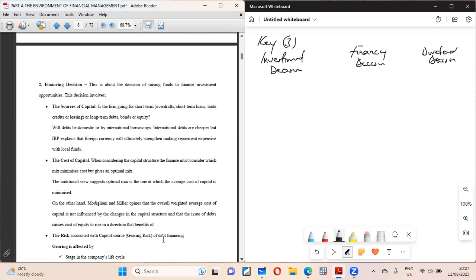Then we talk about financing decision. Financing decision is just about 3 things: the source of the capital, the cost of the capital, then the risk associated with the capital. So you are going to source the money. You find the investment. Okay, no problem. So you found it. Wow, crazy. But how do you finance it? That's the next thing. So you find the source of the capital, how much it will cost you to have the capital, then the risk associated with the capital.